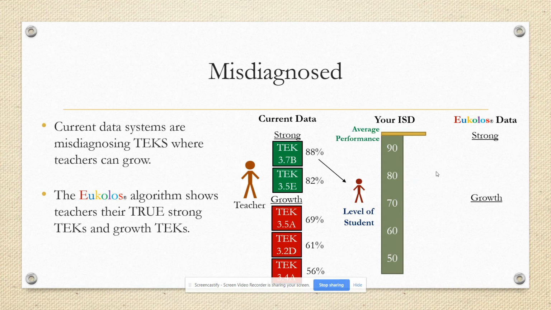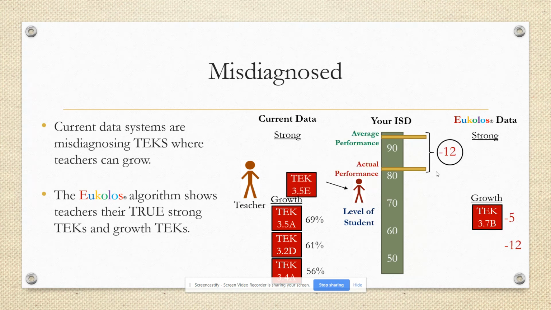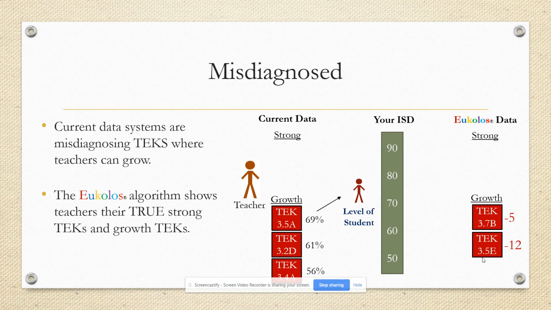So if you had a TEAC 3.7B, your average performance was up here, and you actually scored here, that 88 would actually be a -5, and that's a growth area. Same thing here. If the average performance is high and you only got an 82, that's another growth area, because those should be able to grow. And I would argue that the -12 is a higher area of growth because you missed it by more when similar kids are doing that. Same thing, the 69. What if the actual performance was about a 61?